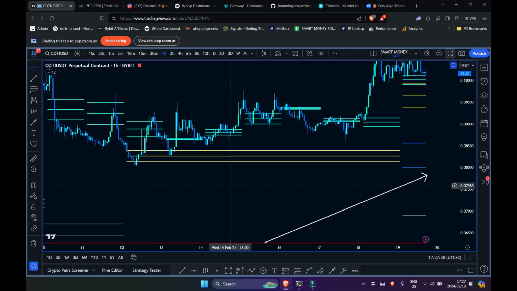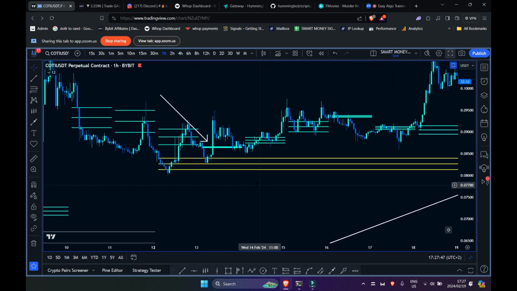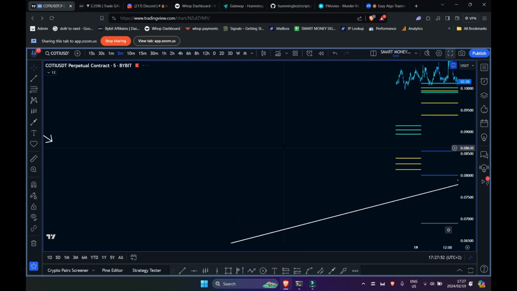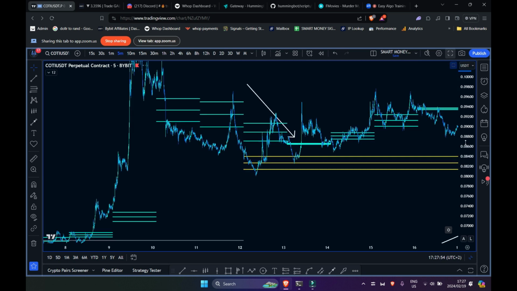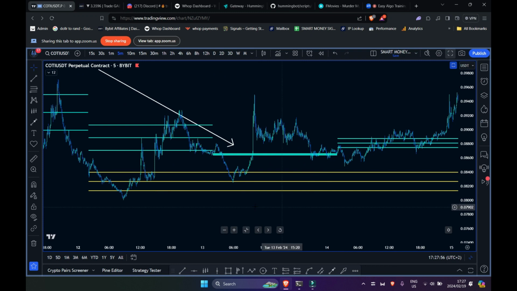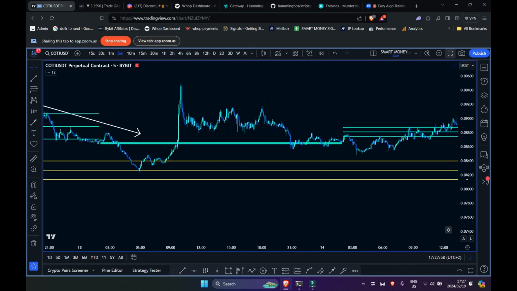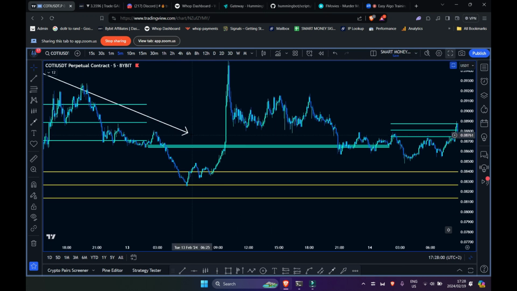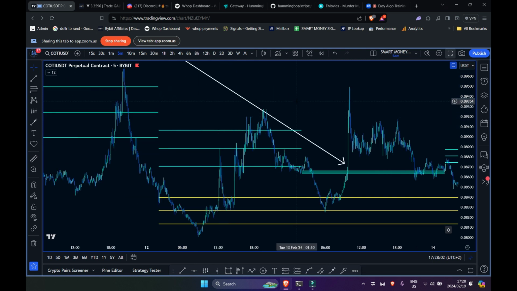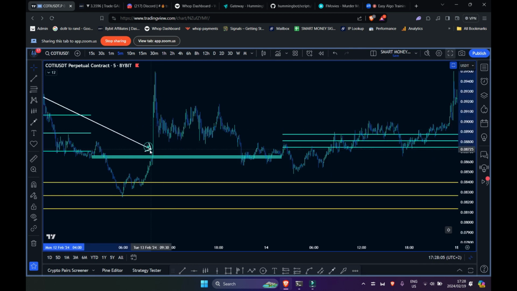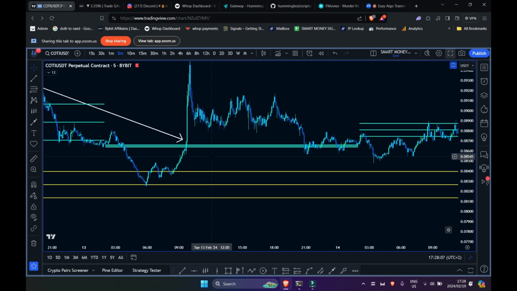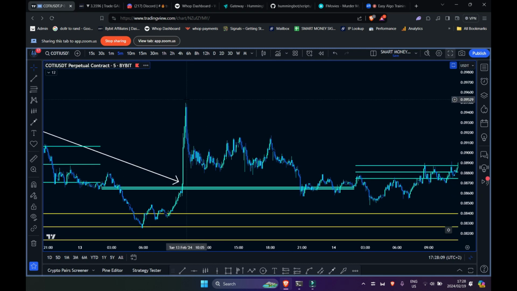So we wouldn't have entered on this grid because look, it's super wide. These aren't the best grids to enter on, but this grid over here would have been an amazing entry for us. We wouldn't have entered on the 1 hour, we would have entered on the 5 minutes. So let me go back to the 5 minute to show you how that entry would have been. See, look, as price broke through the grid over here, that would have been our entry right here. As soon as it's on top of the grid, and then look, price just shot up.